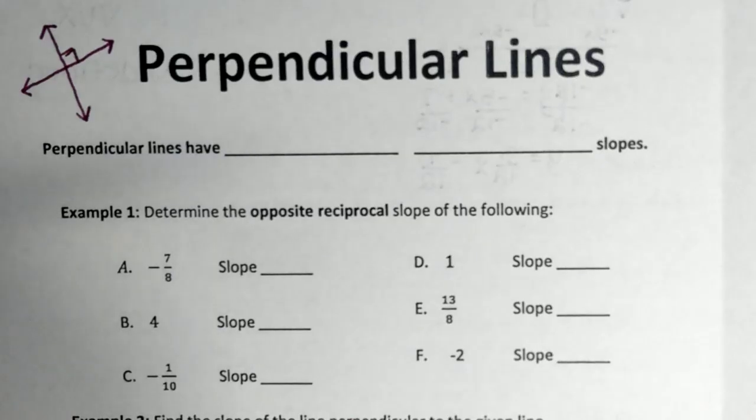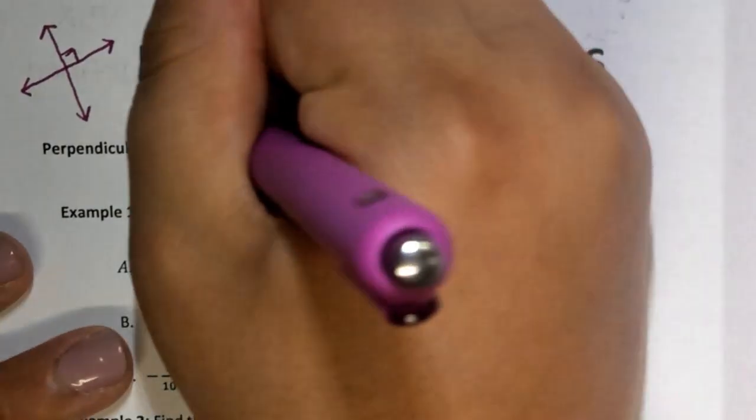So, perpendicular lines are intersecting lines at 90 degrees, which makes them special, and their slopes special. They have what kind of slopes? Opposite reciprocal.